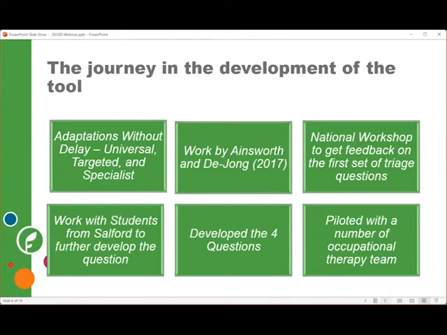I've got a slide to say what we did following that feedback. Then, around the middle of last year, we started to work with the University of Salford and students there to help take the work forward with those questions. Through an iterative process, we got the triage down to 4 questions. Over the last few months, we've been piloting the triage tool with a small number of occupational therapy teams. So I'll provide a little more detail on the development of the tool.